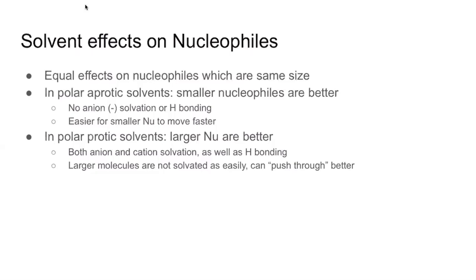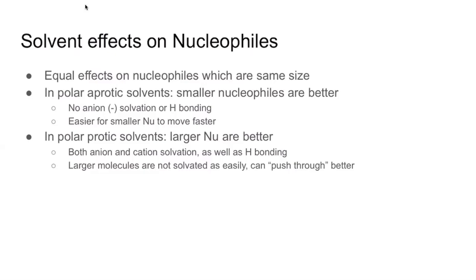So now we're going to talk about two situations where the nucleophiles might be different sizes. In polar aprotic solvents, smaller nucleophiles are better. Generally, nucleophilicity in polar aprotic solvents parallels basicity, and usually the trend goes that smaller atoms are better bases. Thus, in polar aprotic solvents, smaller nucleophiles are also going to be preferred.